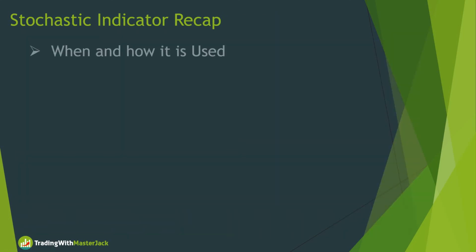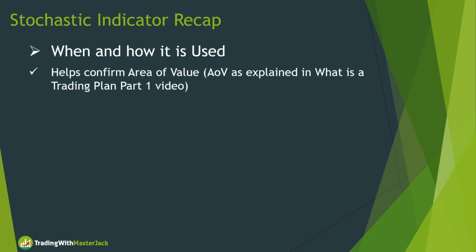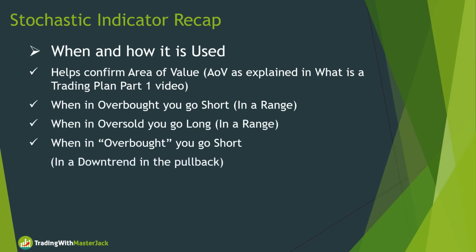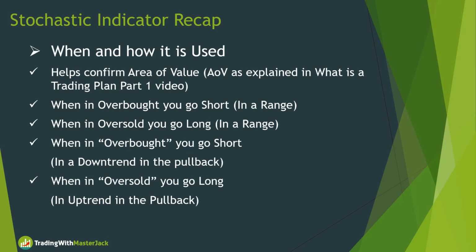A stochastic indicator recap, when and how to use it. As I say, it generally helps confirm the area of value. And when in overbought, you go short in a range. When in oversold, you go long in a range. And when in, inverted commas, overbought, you go short in a downtrend within the pullback. And the fourth one, when in, inverted commas, oversold, you go long in an uptrend in the pullback. So that's basically how I generally use the stochastic.